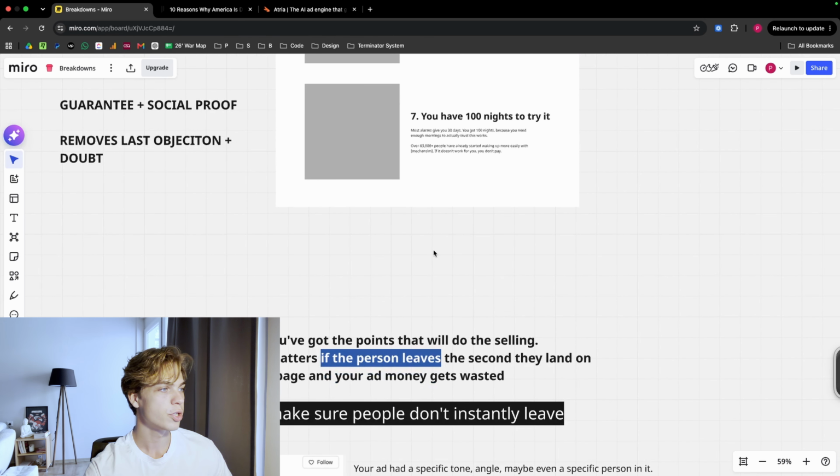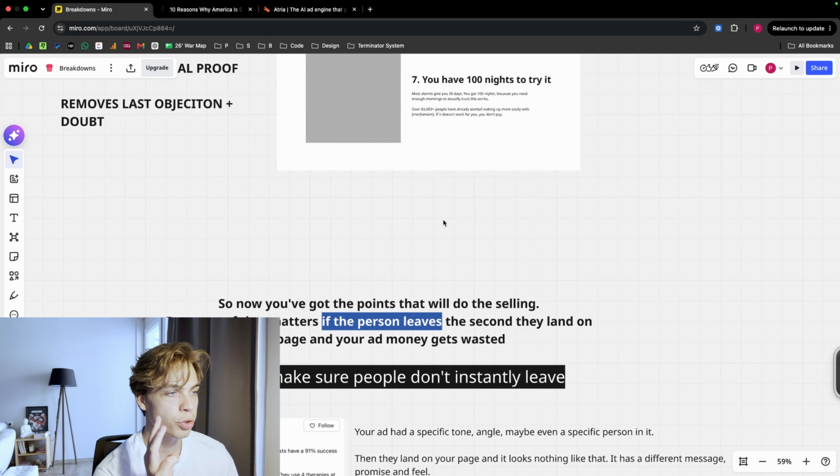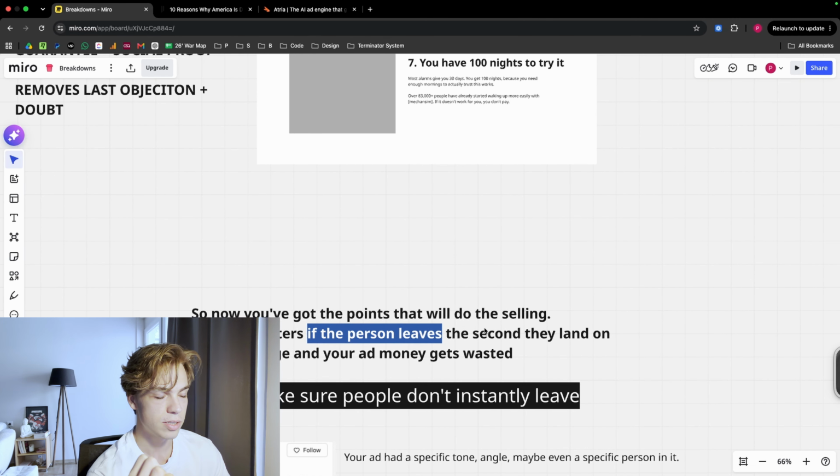Now you've got the points that will actually do the selling, but none of that matters if the person leaves the second they land on the page, and your ad money gets wasted when that happens, right? So the third point is how to make sure that people don't instantly leave.